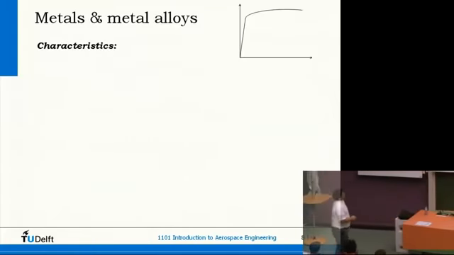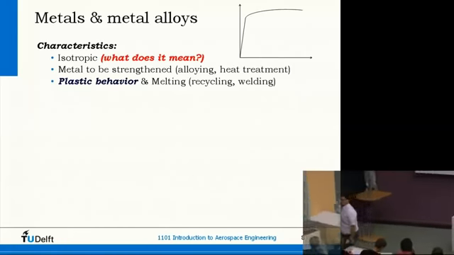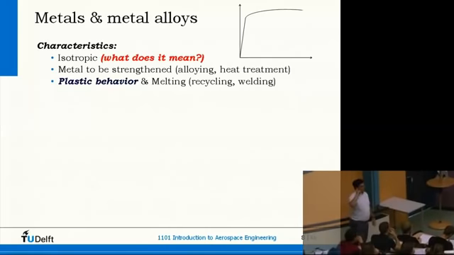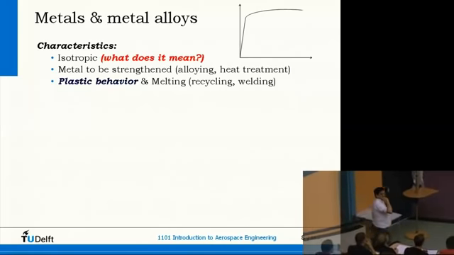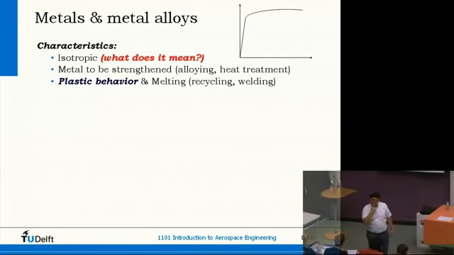Metals have a number of typical properties. First of all, most metals are isotropic. What's isotropic? Anyone knows? Does that mean they keep their shape? No, that's not meant by isotropic. I'm looking for another explanation. Consume heat and give it away? No, that's also not isotropic.